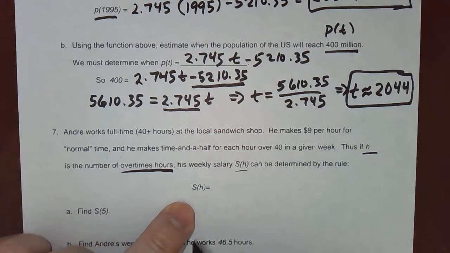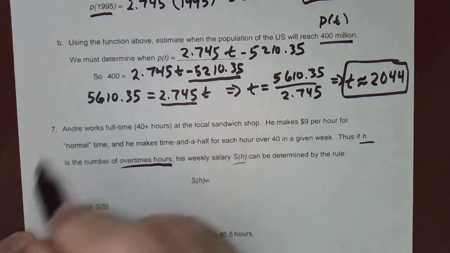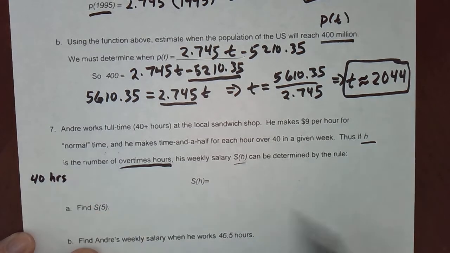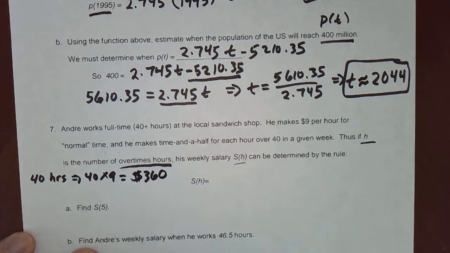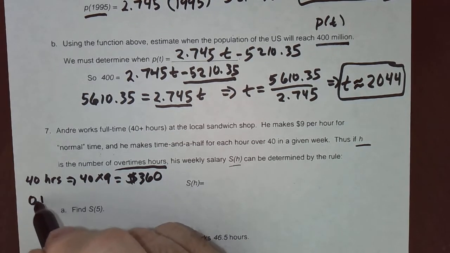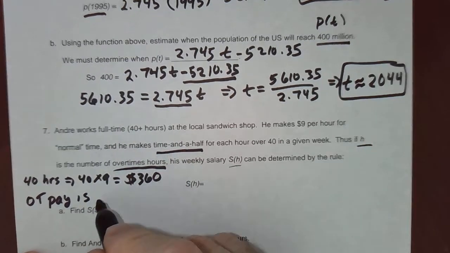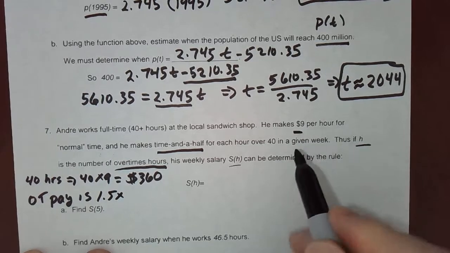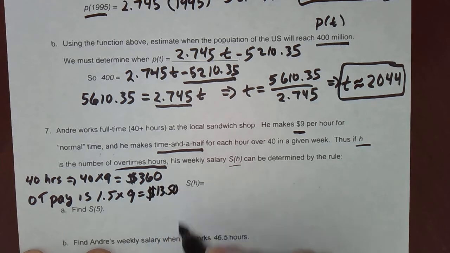Well, let's see. Before we write that down, how much does he make for working 40 hours? 40 hours would be 40 times 9, which is $360. So that means he makes $360 if he doesn't work any overtime at all, but just works exactly 40 hours. But overtime pay is time and a half, means you get 1.5 times your regular hourly pay times 9. That's $13.50 per hour.